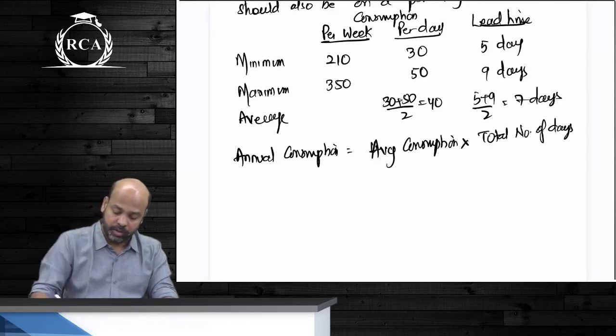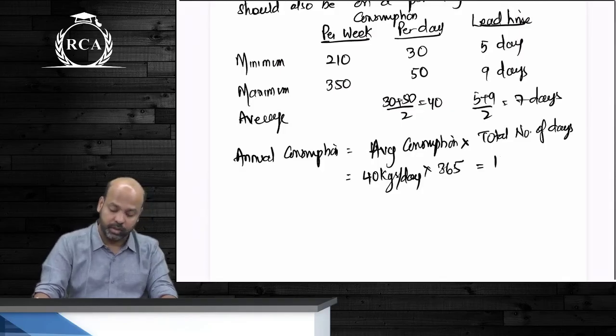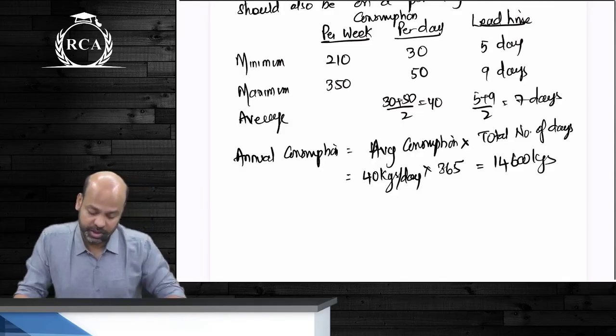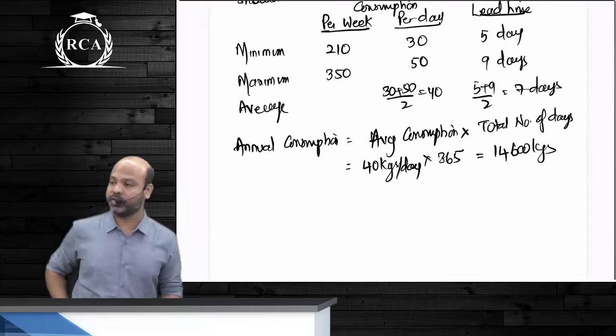Total number of days. So it will be 40 kgs per day multiplied by 365 days. 14,600 kgs. Now write details of purchase price per kg, write ordering cost, and then we will start with all of those computations.